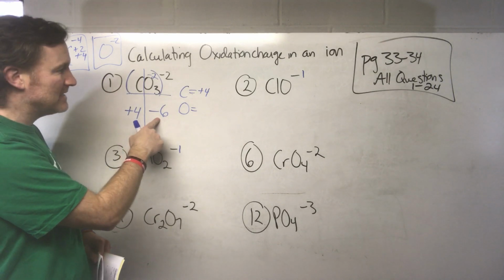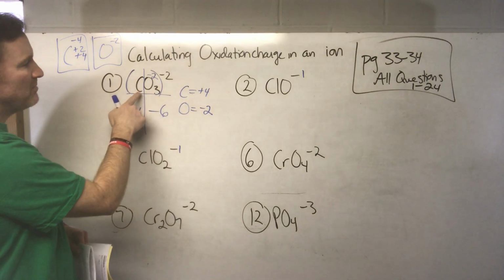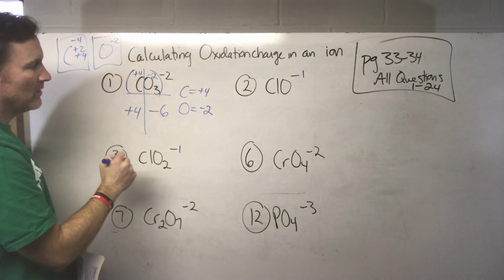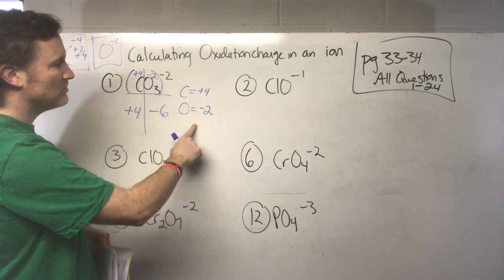The O is not minus 6. The O is still minus 2. That's the original charge. But because there's only 1 carbon, that must be plus 4. So we're going to put our final answers over here to the side.